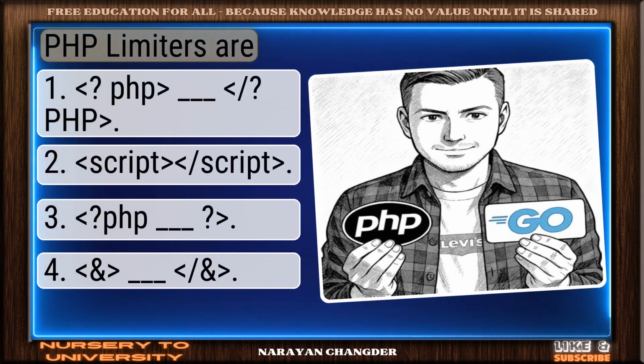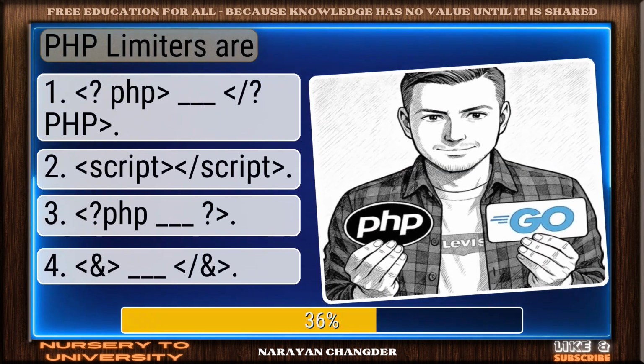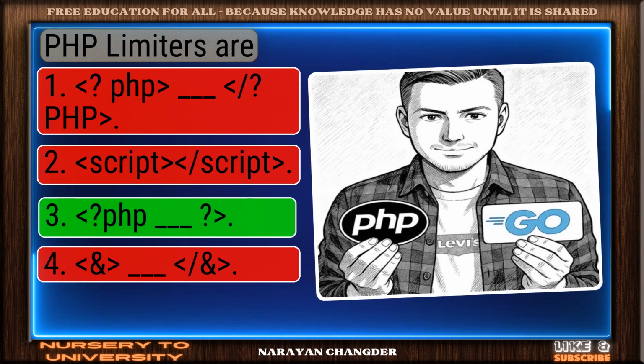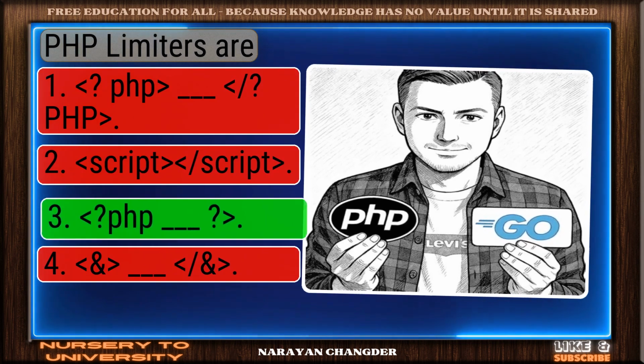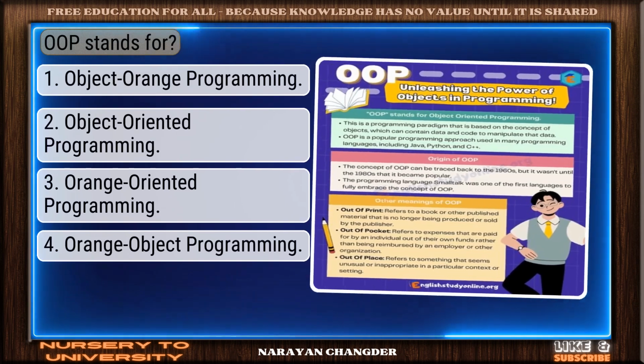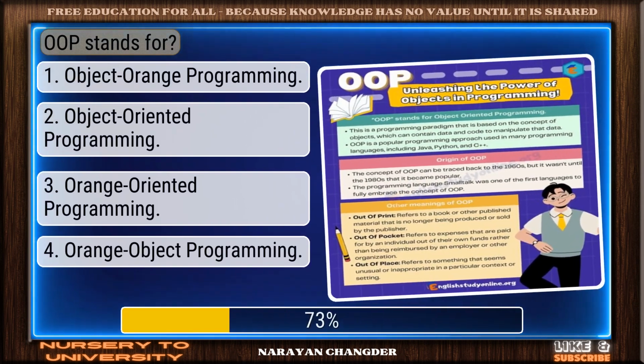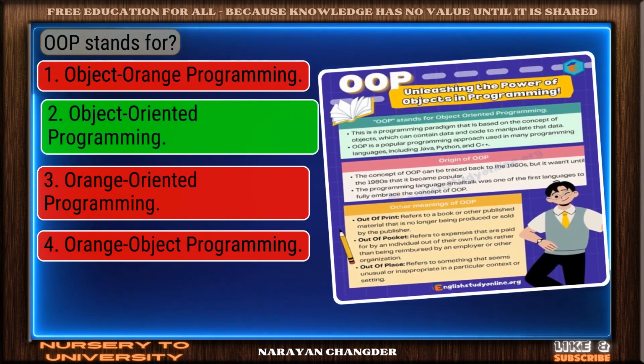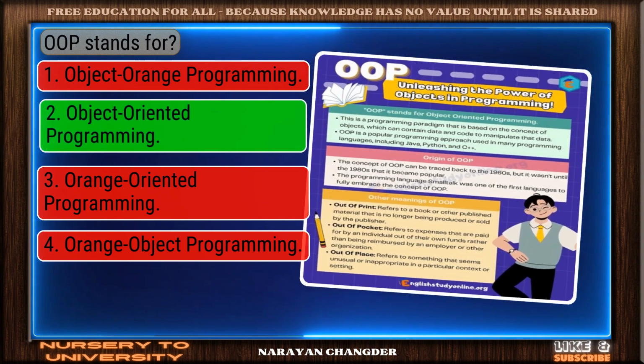Question number 75. PHP delimiters are. Excellent choice. PHP-tree is the right answer. Question number 76. OOP stands for. Correct. Object-oriented programming is the right answer.